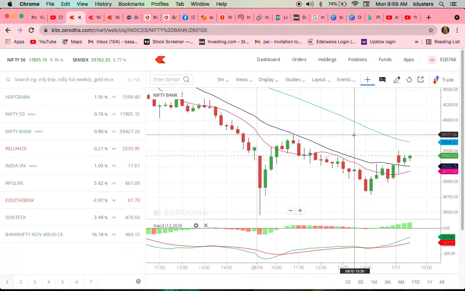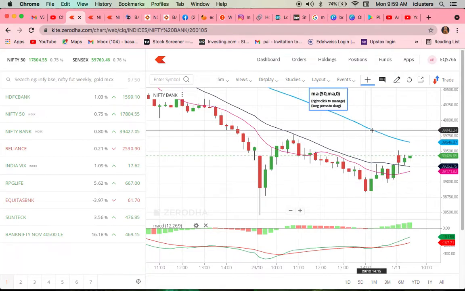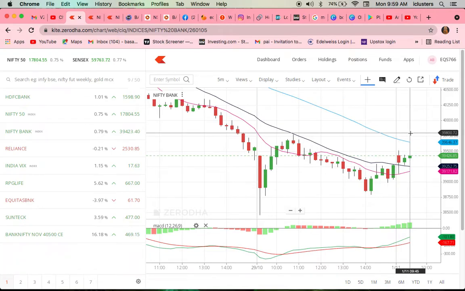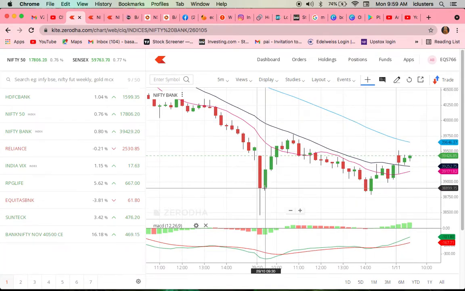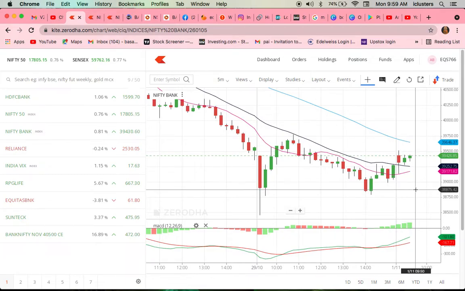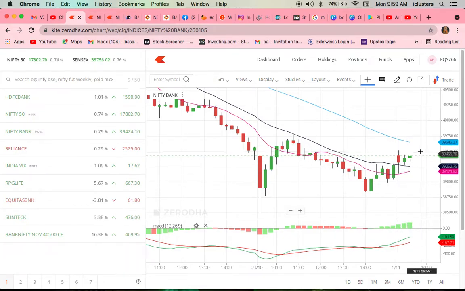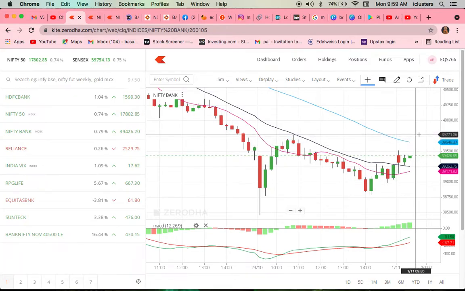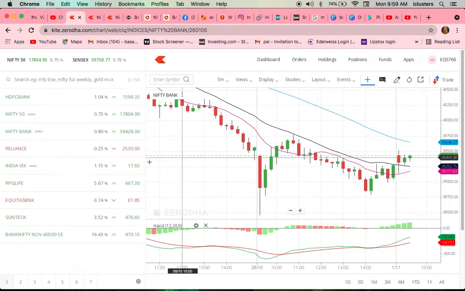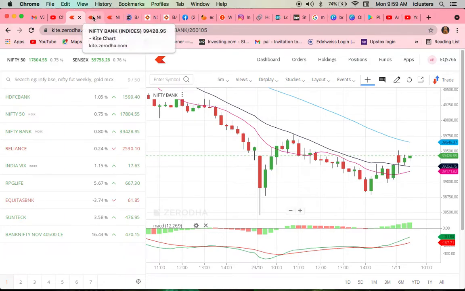See, friends, this is the resistance area, this is the resistance, and this is the exact support zone. This is the exact support zone, and this is the exact resistance zone, and the price is moving in the middle.